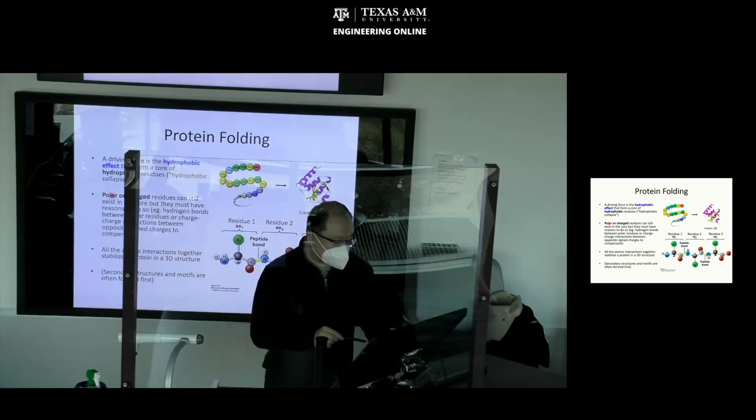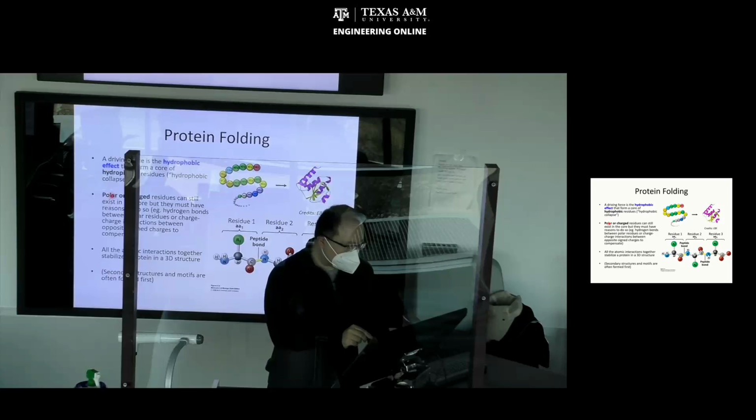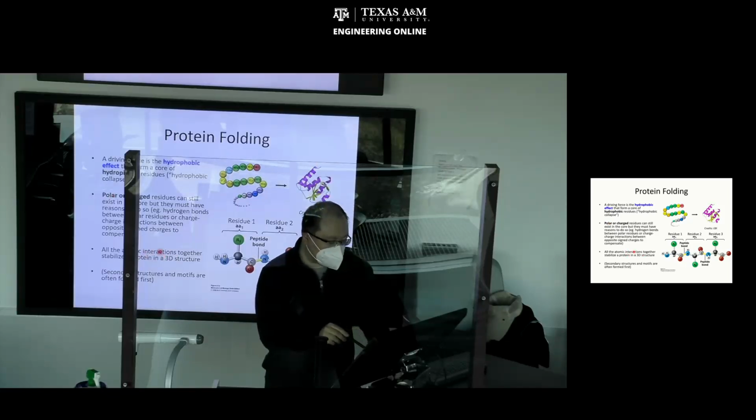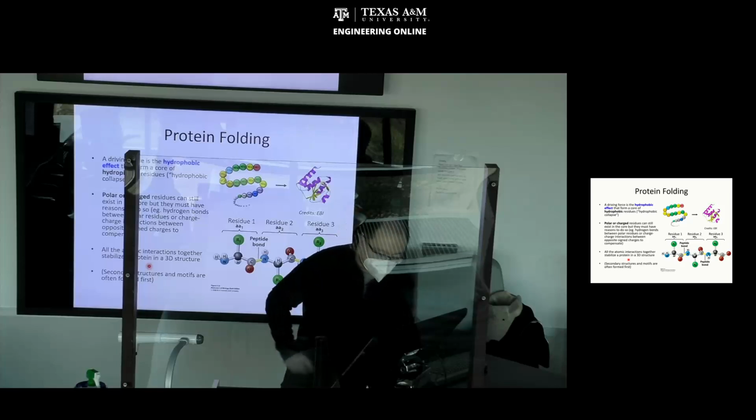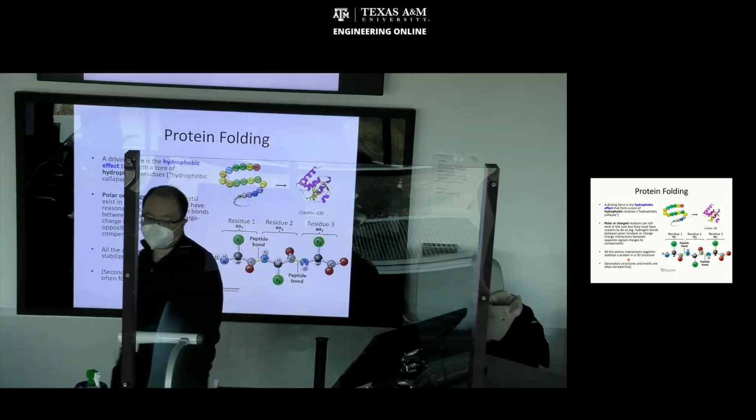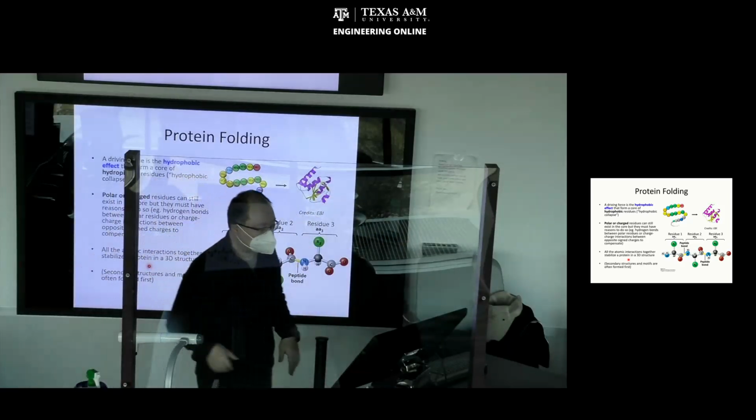Then there are some aromatic interactions, and other kinds of interactions. So all these bonded and non-bonded interactions together stabilize the protein in the 3D structure. So in other words, these bonded and non-bonded interactions were driving the protein folding problem, okay?